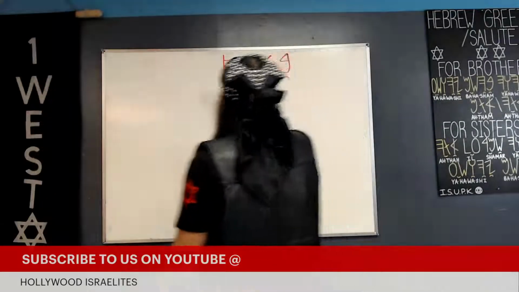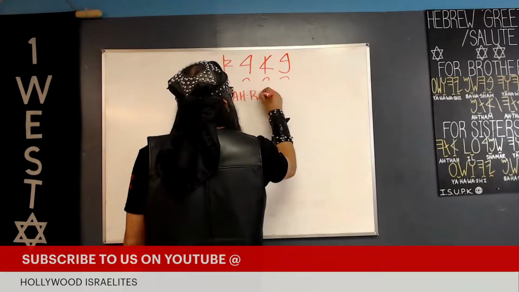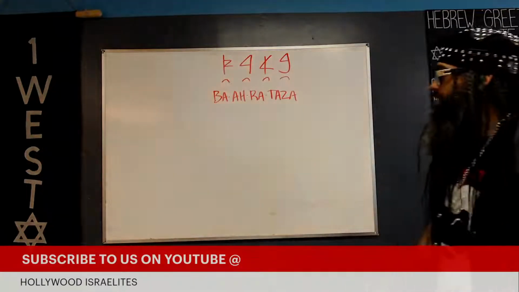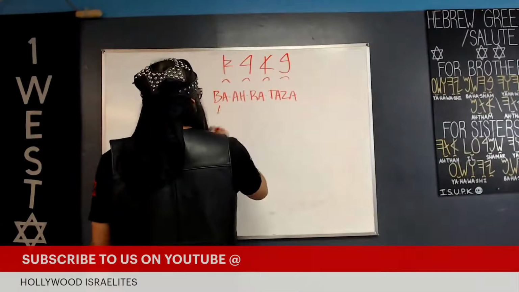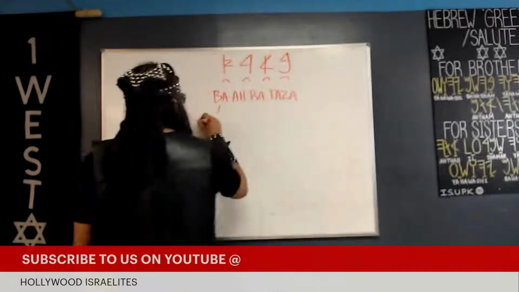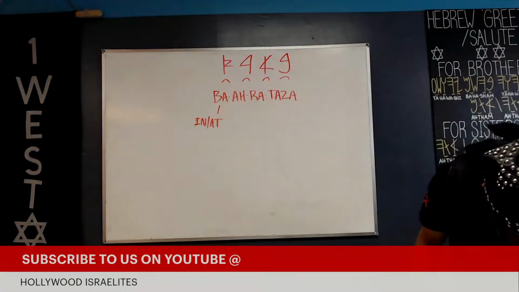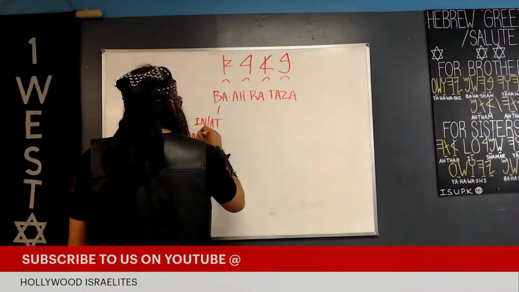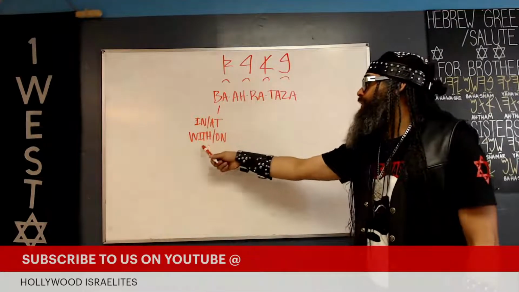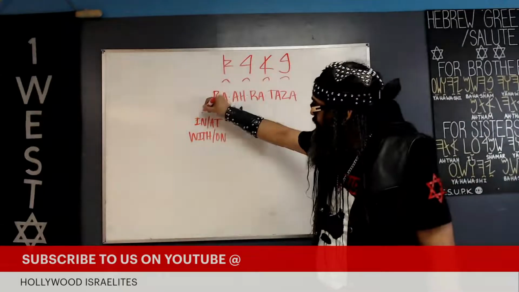So ba, ba, ra, ba, arataza. So ba means in. At, with, by, in, at, with, or on. So most of the time you always use in.